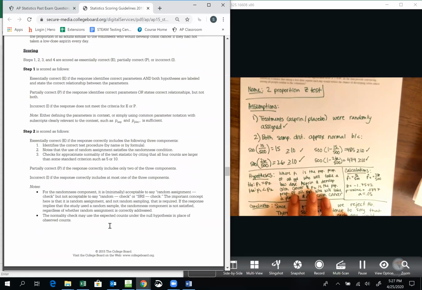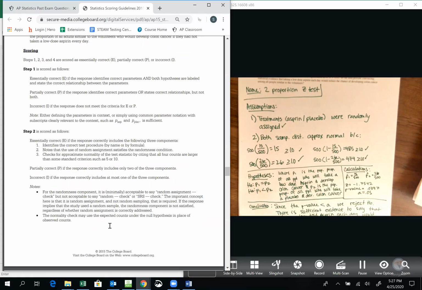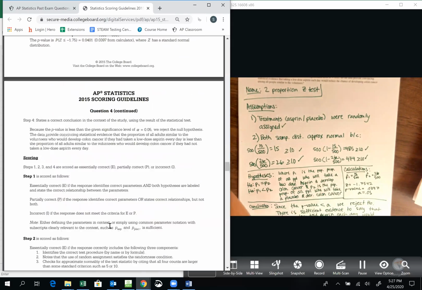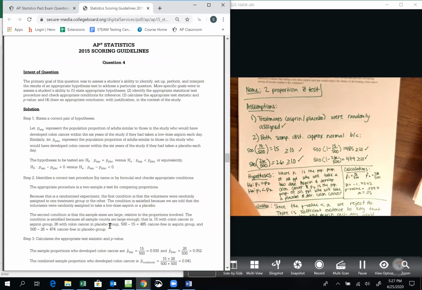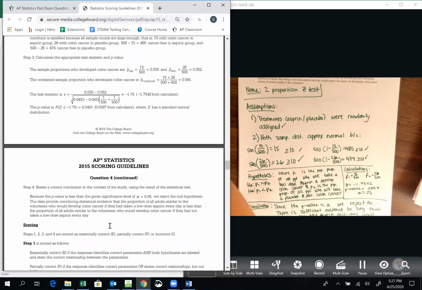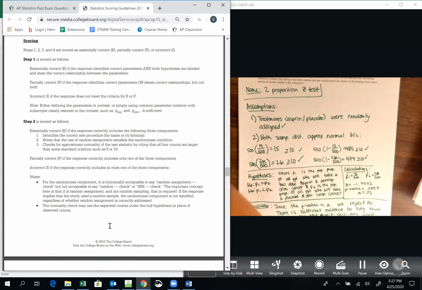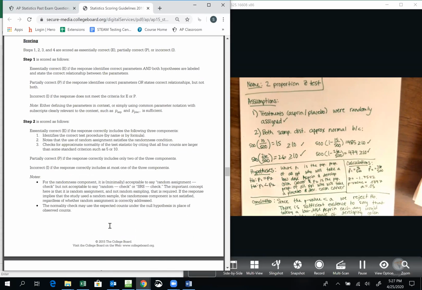So for step 1, you had to identify correct parameters and both hypotheses are labeled and state the correct relationship between the parameters. So section 1 was actually the hypotheses, even though I wrote it second. Essentially correct if you identified both parameters. P1 is the population proportion of all people who will take a low-dose aspirin and develop colon cancer. P2 is the population proportion of all people who will take a placebo and develop colon cancer.